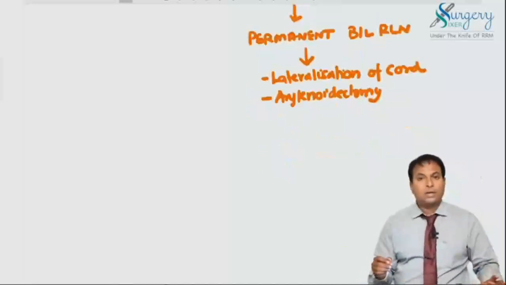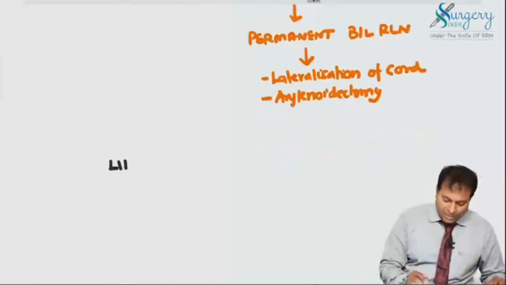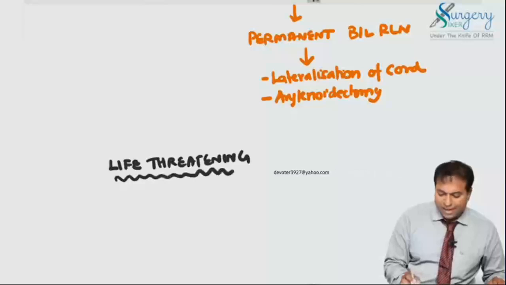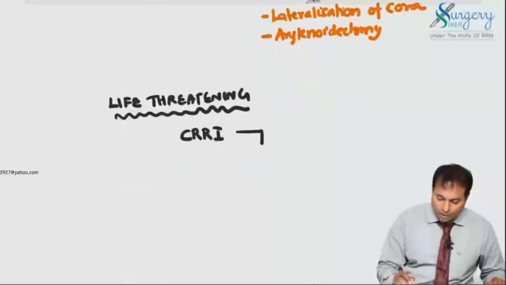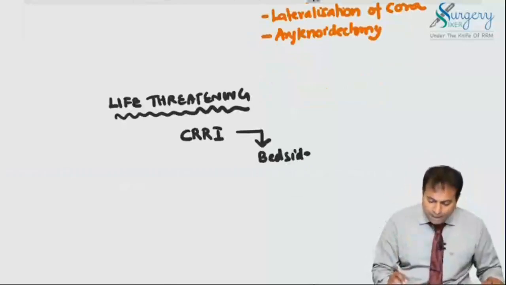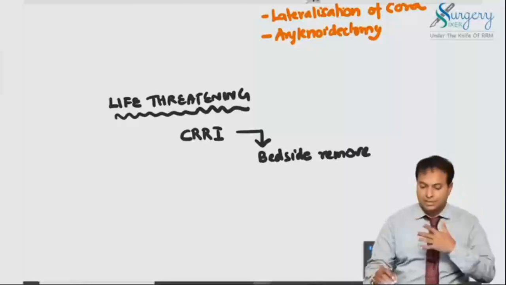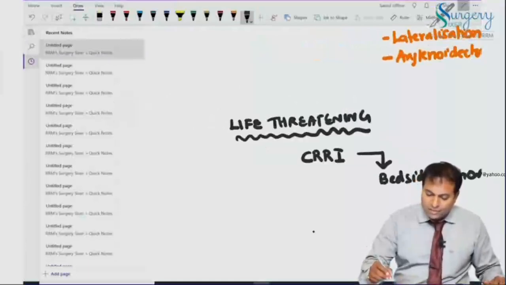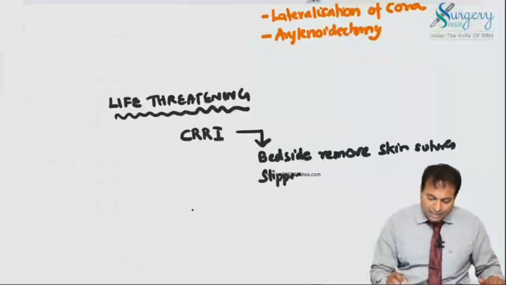Okay. So the most life-threatening complication in the post-operative period. In those days, this was a very common question. Now it is not being asked. You are a CRRI. You are going to the ward for evening rounds. At that time, you see a patient with a huge hematoma in the neck. So what should you do immediately? Remove the skin sutures at the bedside, call the surgeon, and shift the patient to OT, because it is usually due to a slipped superior thyroid artery which is causing that hematoma.